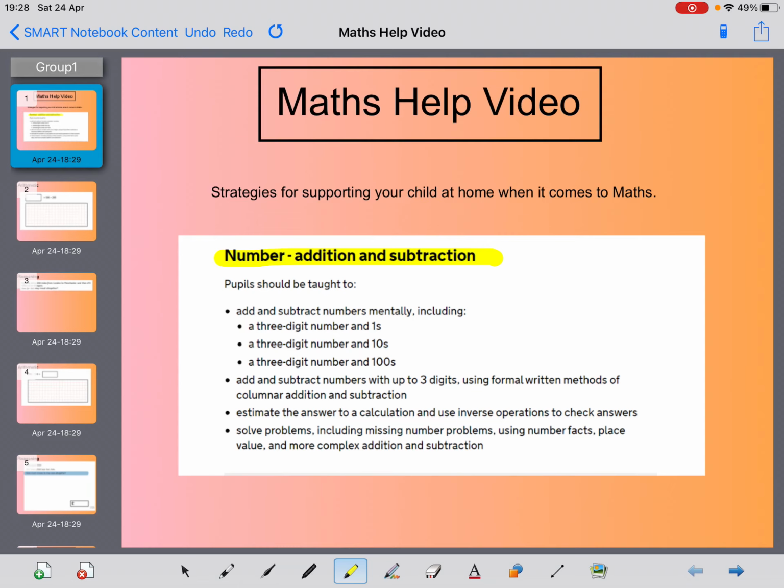Now, from the national curriculum, every child in Year 3 is expected to add and subtract numbers mentally, but also to add and subtract numbers with up to 3 digits using the formal written methods of column addition and subtraction. So, for each calculation, I will be applying the arithmetic skill and the reasoning skill. So let's look at some examples.